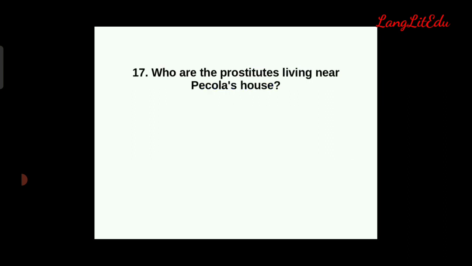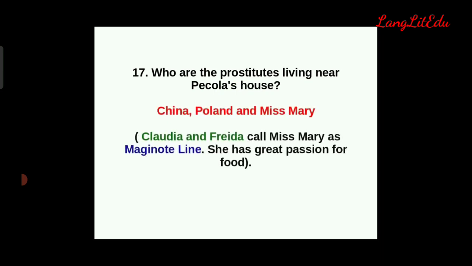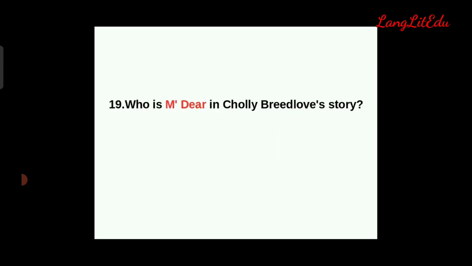Who are the prostitutes living near Pecola's house? China, Poland, and Miss Mary. Claudia and Freda call Miss Mary the Maginot Line, and she has great passion for food.